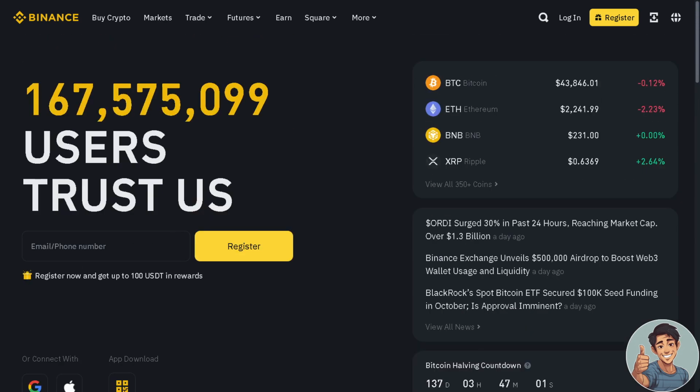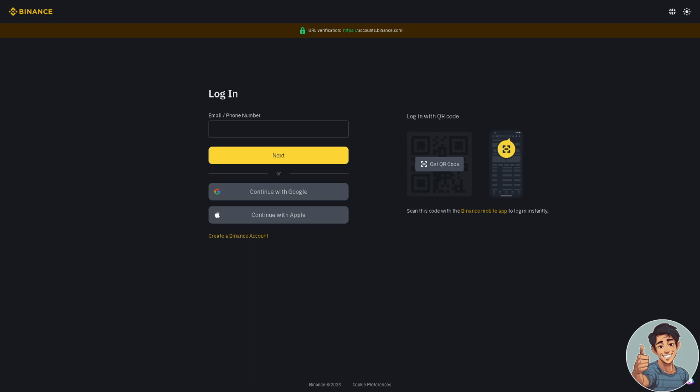So, let's begin. The first thing we need to do is, on your mobile device, go to the Binance app and log in. You can log in using your QR code or the credentials that you used when registering.